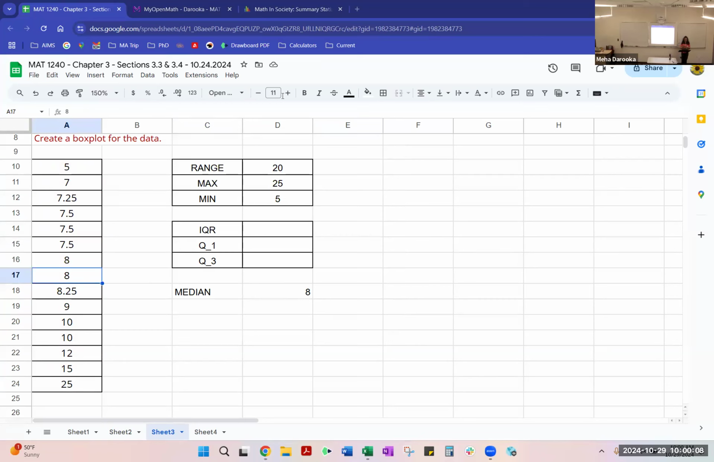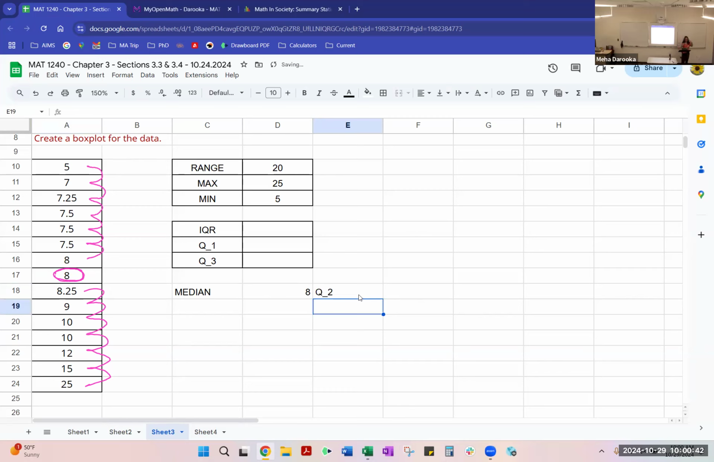Let me get my location. So if this is my centermost location, then we should of course have 1, 2, 3, 4, 5, 6, 7 data sets above it, and then 1, 2, 3, 4, 5, 6, 7 data sets below it, right? So above and below. So of course, median, remember, also represents the second quartile. So we can say this is the median or quartile 2, right?